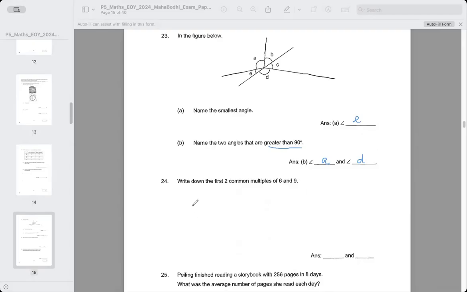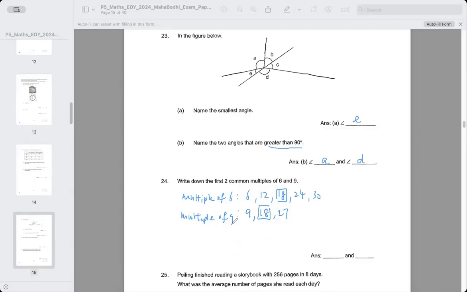Okay, question 24. Write down the first 2 common multiples of 6 and 9. So meaning for this question, I will list down the multiples of 6 and also the multiples of 9. Okay, so 6, 12, 18, 24, 30. Next for 9 is 9, 18, 27. Actually, I've identified my first common multiple already, which is 18.